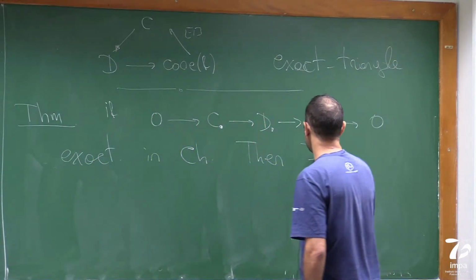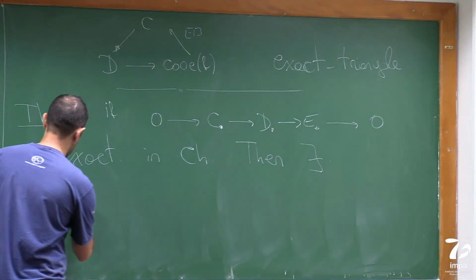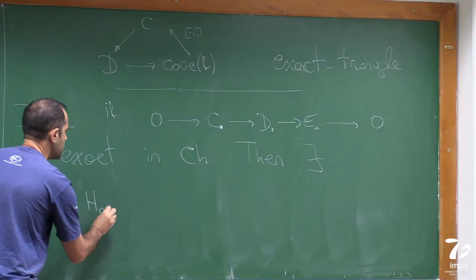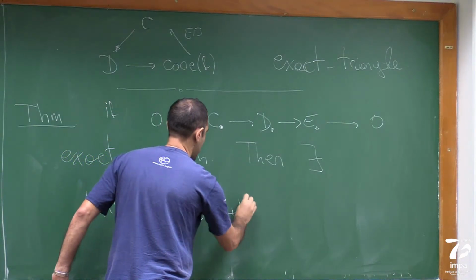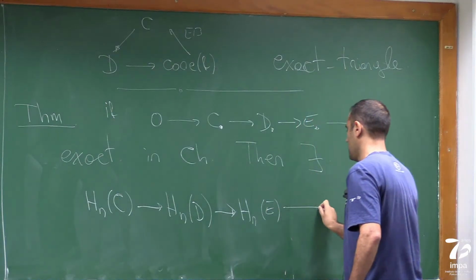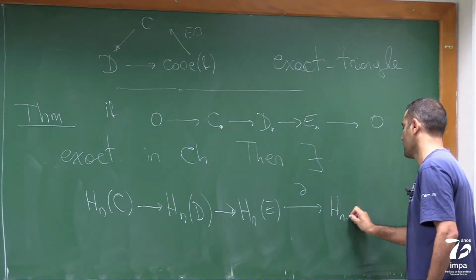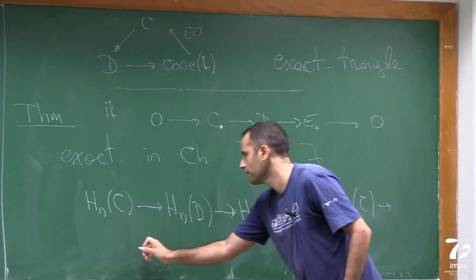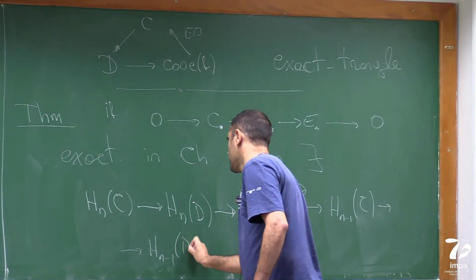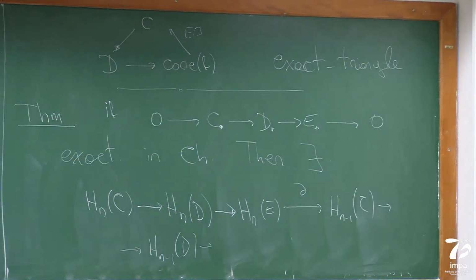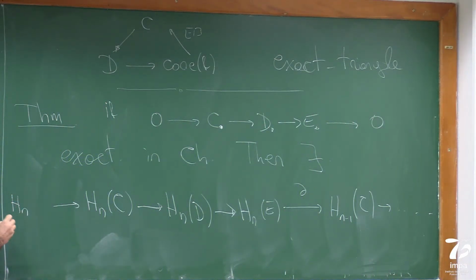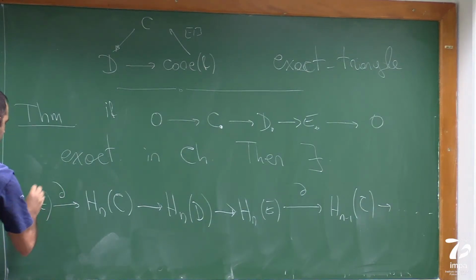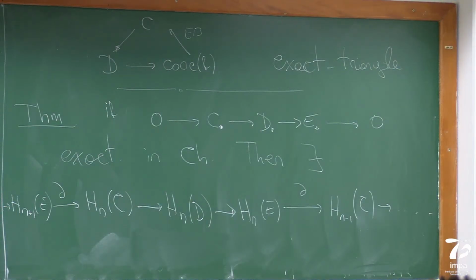Then there exists a long exact sequence of homology groups from Hn of C to Hn of D to Hn of E. This is the hardest one to construct, to Hn minus 1 of C to Hn minus 1 of D and so forth. I'll probably just stop there. And this comes from Hn plus 1 of E. And it continues. And this sequence is exact at every point.